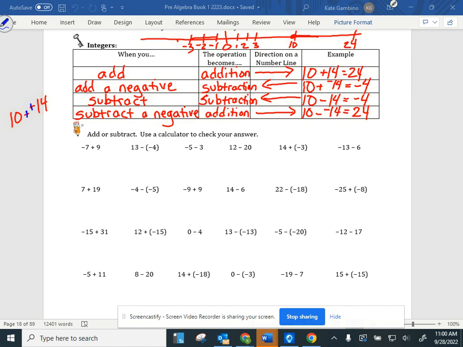So just note that only works with subtracting a negative. Only when you subtract the negative can you turn it into that adding. Yeah, it just flips. You can't just flip for add a negative. Say that again.